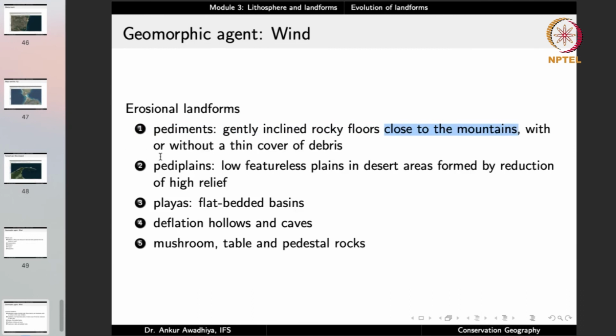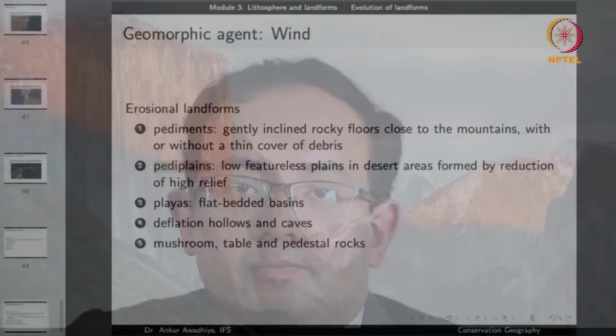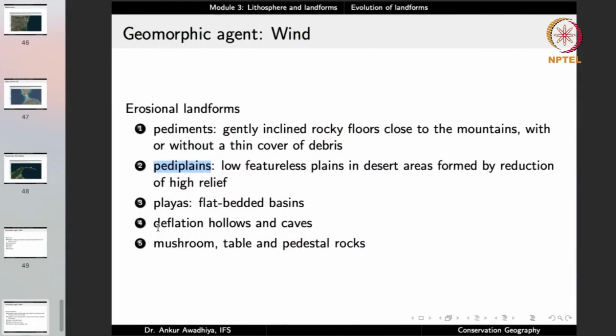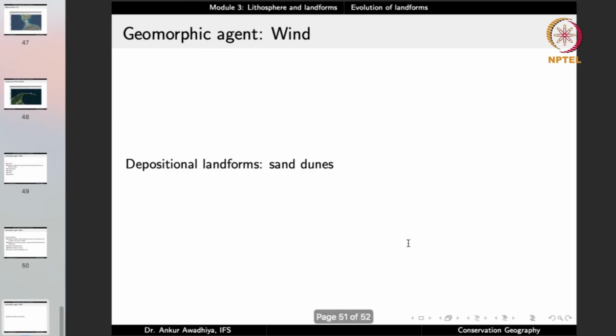When the pediments grow, ultimately they lead to the creation of pediplains. Now pediplains are low featureless plains in desert areas formed by reduction of high relief. So what is happening is that the winds are eroding away all the high relief areas, and ultimately what remains is just a flat plain, and that plain is known as a pediplain. They also lead to the formation of deflation hollows and caves. These deflation hollows can become playas, which are flat bedded basins, and they also lead to the generation of mushroom or table or pedestal rocks.